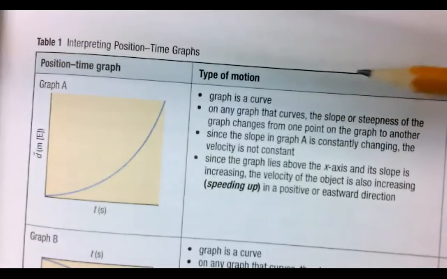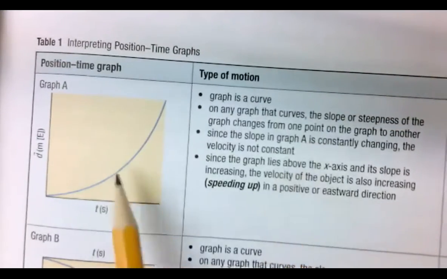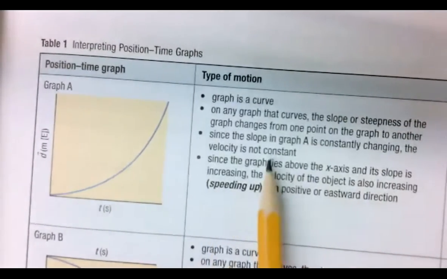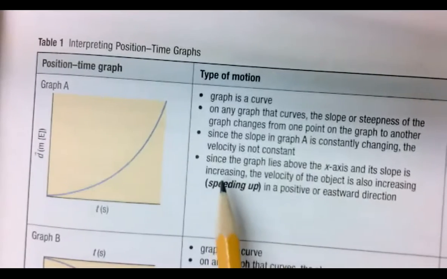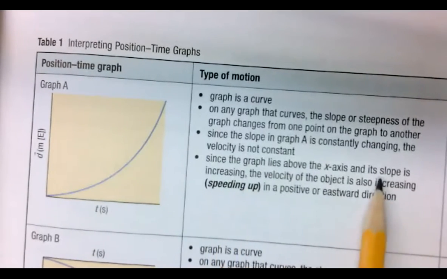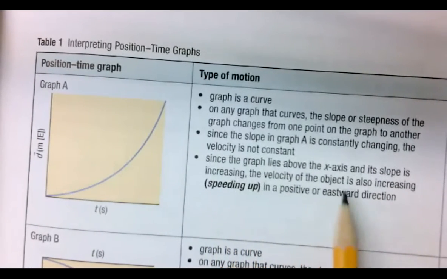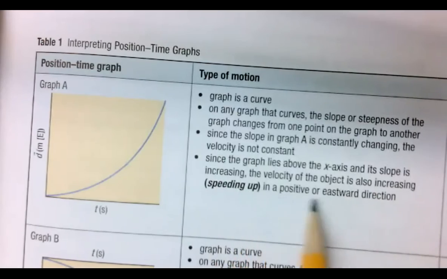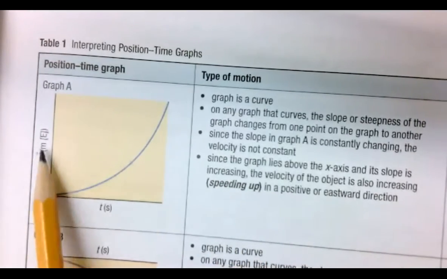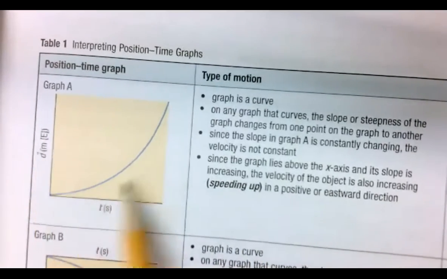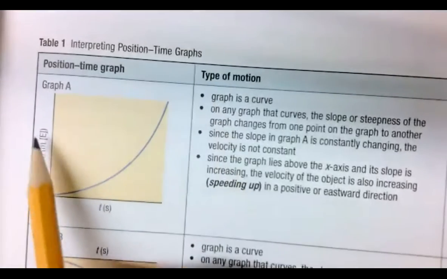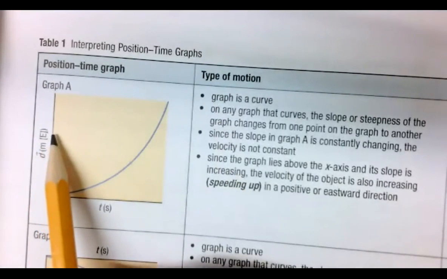Graph is a curve. Since the slope in graph A, which is this one, is constantly changing, the velocity is not constant. And since the graph lies above the x-axis and its slope is increasing, the velocity of the object is also increasing in a positive or eastward direction. Okay, the slope is getting sharper. That means it's increasing and it's going more east.